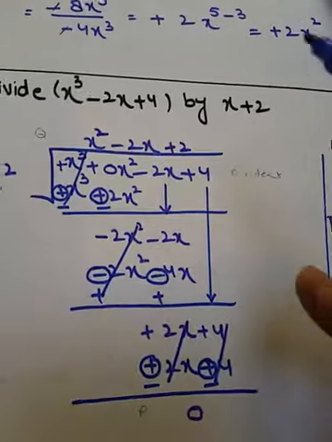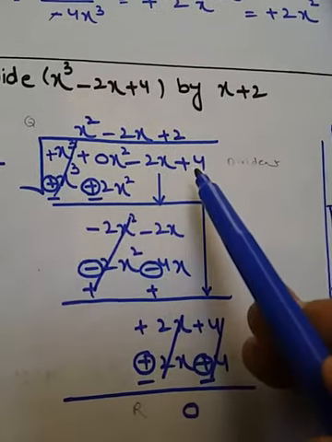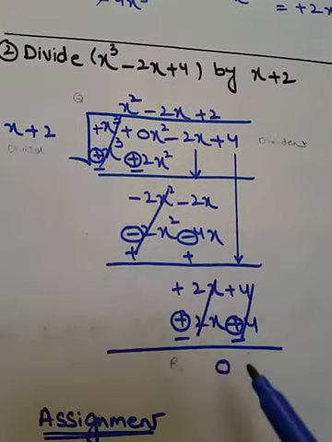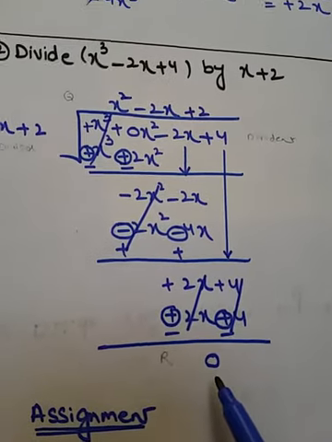Alright girls, in division this is our dividend, this is quotient, this is divisor, and here we have remainder.